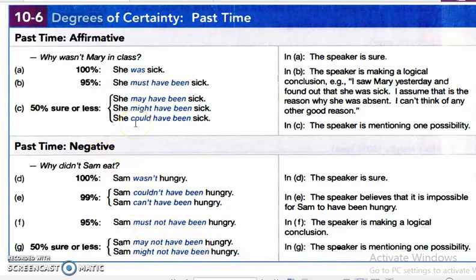Remember, in a positive or affirmative sentence, if you use could, it means you are only 50% sure. But if you add not here, could not, it means you are 99% sure about it, that Sam couldn't have been hungry. Yeah, I know English is weird.